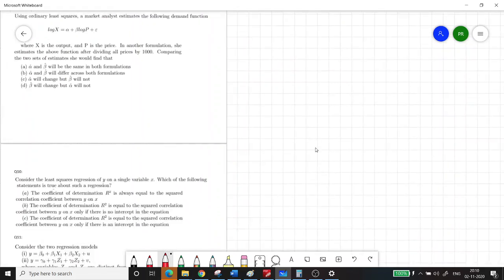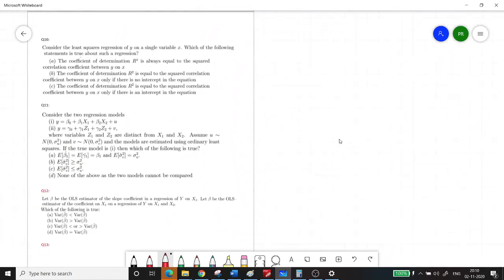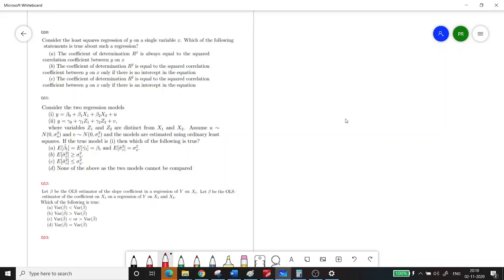Okay. So next question is, consider the least square regression of y on a single variable x, that is you are running this type of regression. Which of the following statements is true about such a regression? The coefficient of determination, in this case R square, is nothing but the simple R square that we understand.